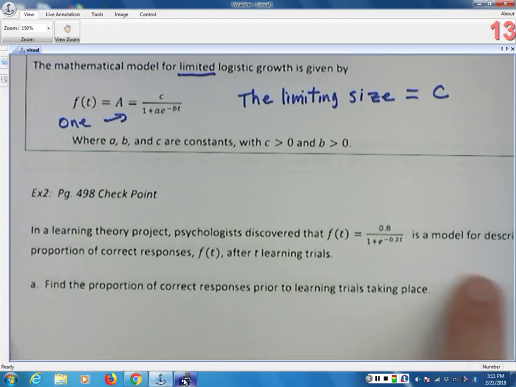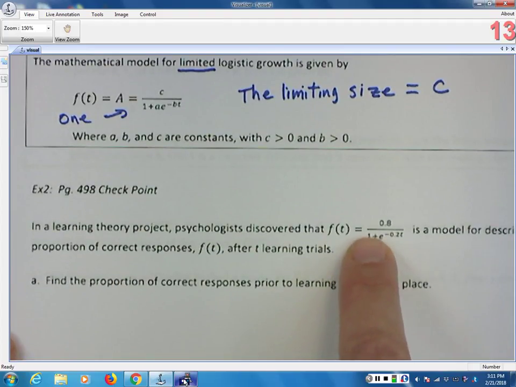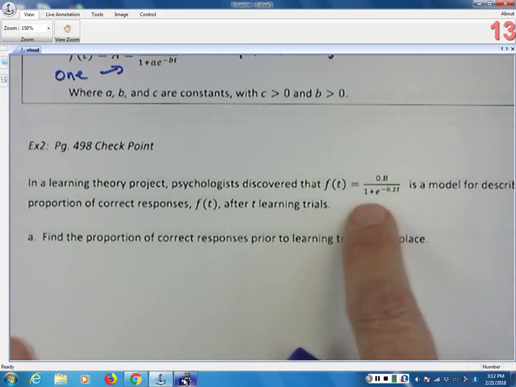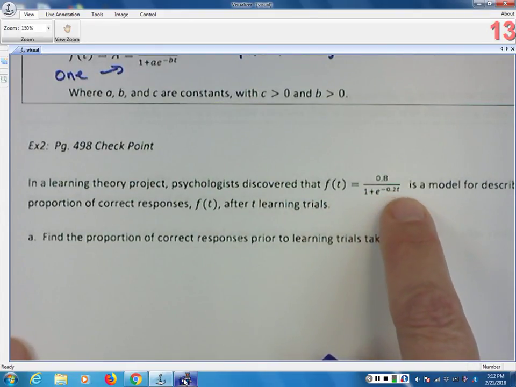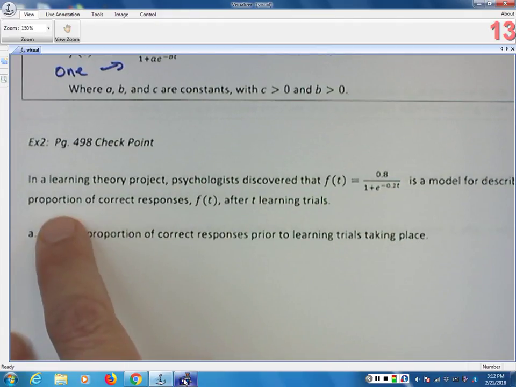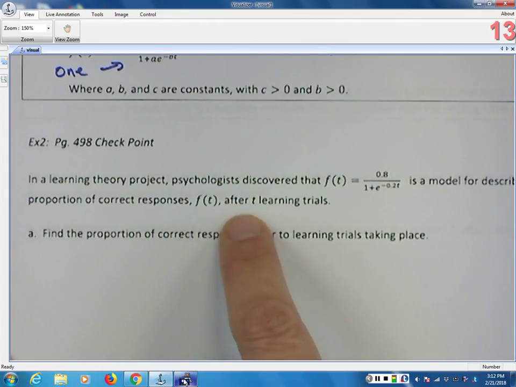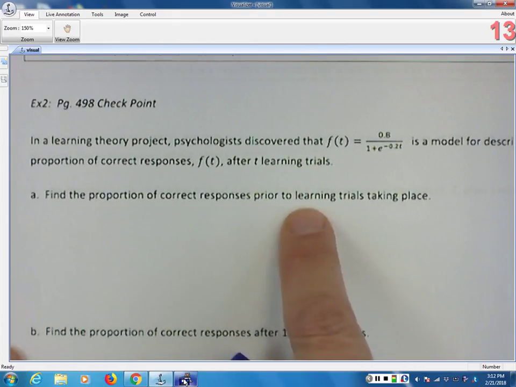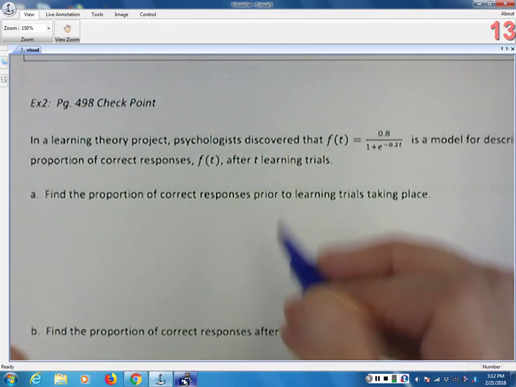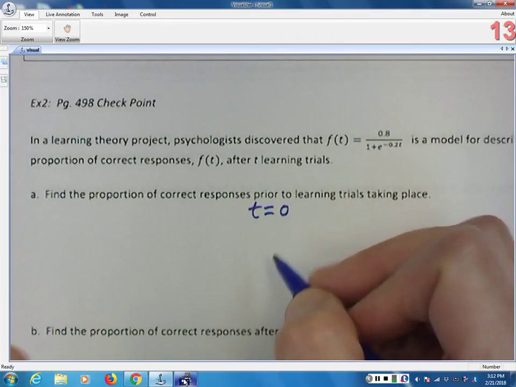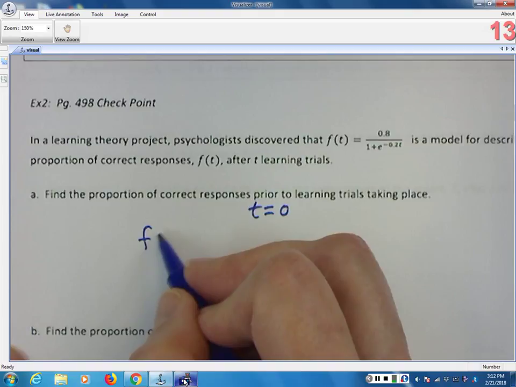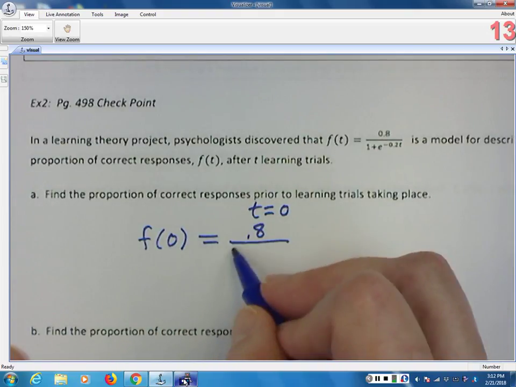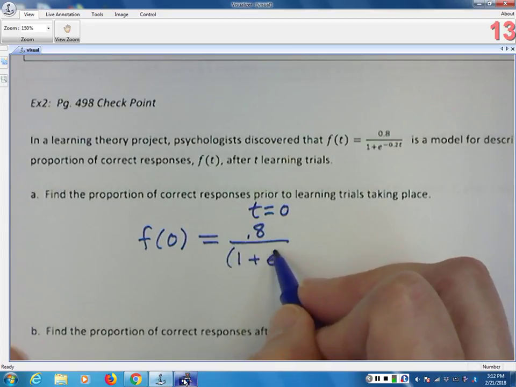So here's an example. Notice it has a 1 in it. In a learning theory project, psychologists discovered that f of t equals 0.8 divided by 1 plus e to the minus 0.2t. It's a model describing the proportion of correct responses, f of t, after t learning trials. So find the proportion of correct responses prior to learning trials taking place. That means t equals 0, so we just want to find f of 0. You can put it in your calculator, but at least write down the equation and show that you're plugging it in.